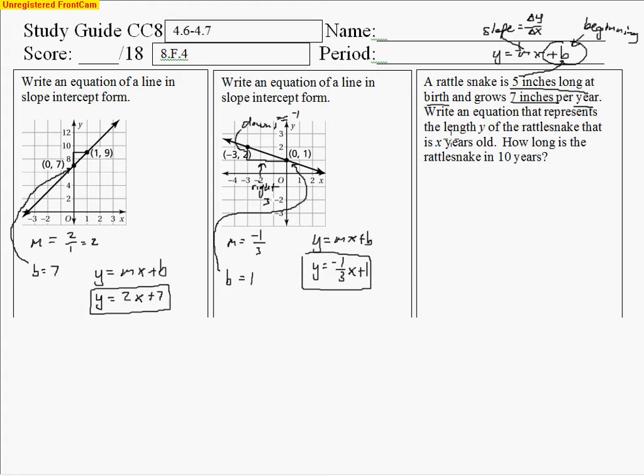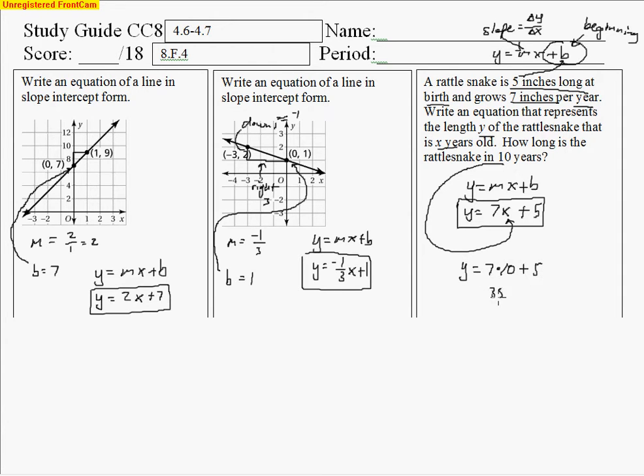It wants us to write an equation that represents the y length of a rattlesnake over x years. So we're going to write it in this form, y equals mx plus b. Since the rate of change of the snake is 7 inches per year, times the input, which is the number of years, plus the original length of the snake, which was 5 inches, is going to equal the total length of the snake, which is y. This is part of the answer, because it asks us to write the equation. Now we're going to substitute. I'm going to take 10 and substitute in for that x. So I've got y equals 7 times 10, because that's the number of years, plus 5. So it's going to be a total of 35 inches plus 5, which gives us 40 inches.